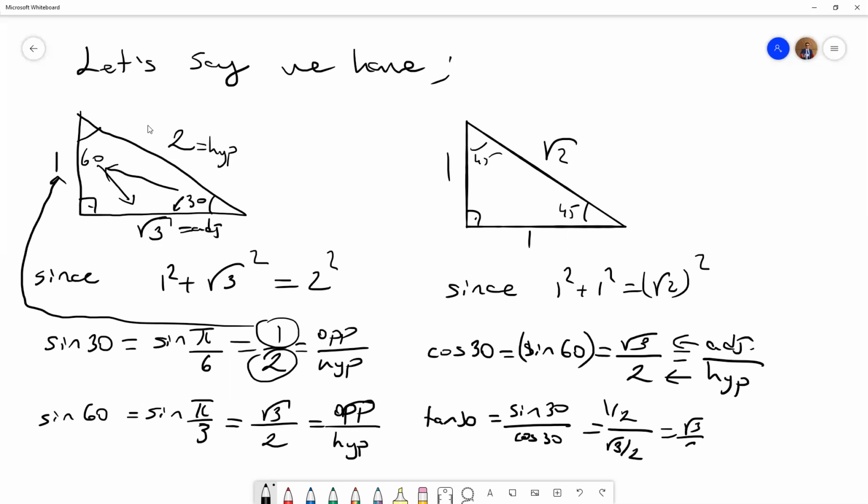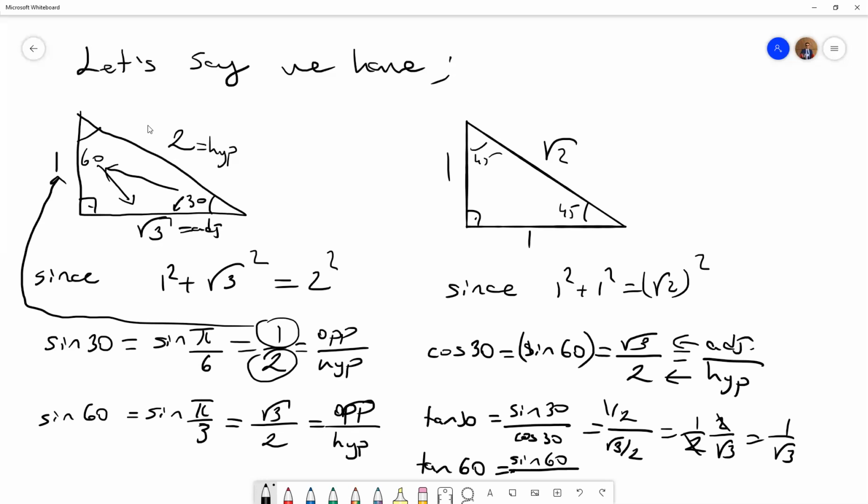And if we do this calculation, we could easily find that 1 over square root 3 is tangent 30. And we can then find tangent 60 degrees also from here.